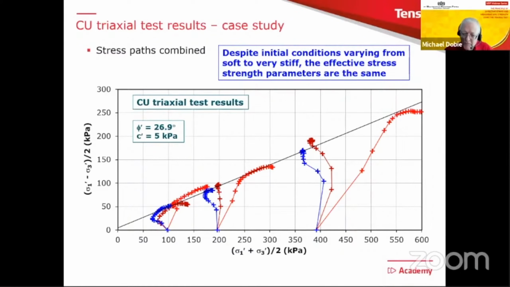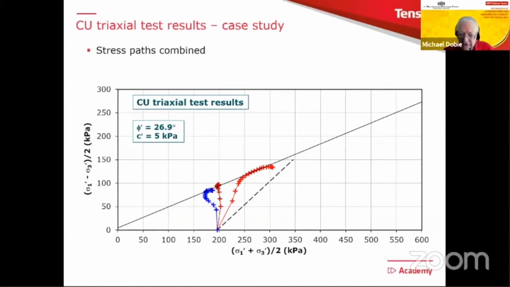Sometimes people think, oh, a very soft soil, surely it must have a lower phi dash. Of course not. The phi dash is coming from the nature of the soil grains and so forth within them. And therefore, we expect very little influence from the density on the value of phi dash. You might see more of an influence on c dash, but not on phi dash.